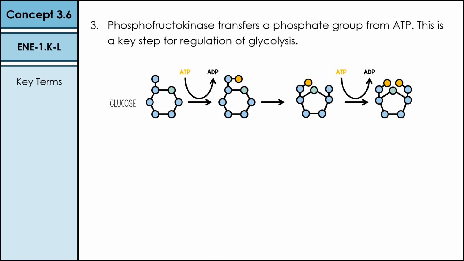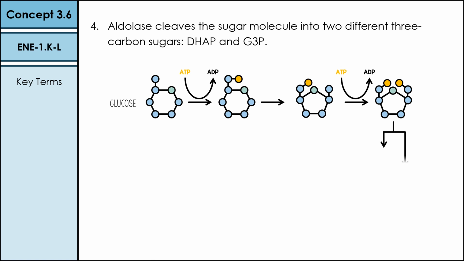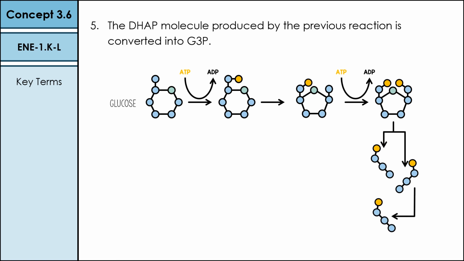Now, this molecule that we produce is cleaved by aldolase, and that creates 2 different 3-carbon sugars, and they differ in their orientation, so they are stereoisomers. We have DHAP and G3P. You may recognize G3P from photosynthesis and our Calvin cycle. Now, DHAP undergoes one really quick reaction to convert it to G3P.